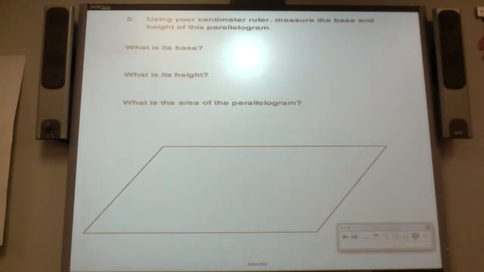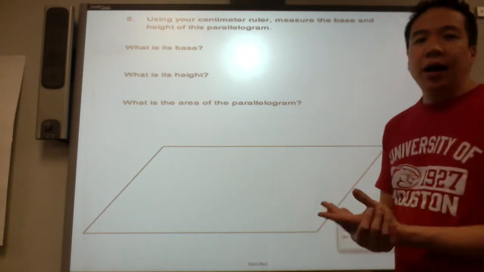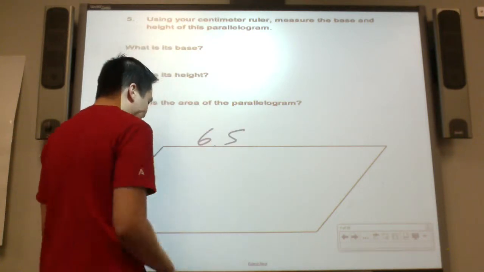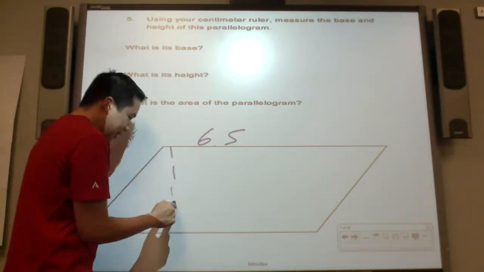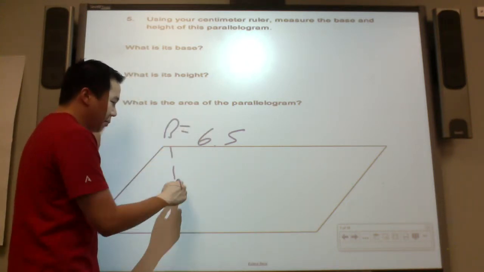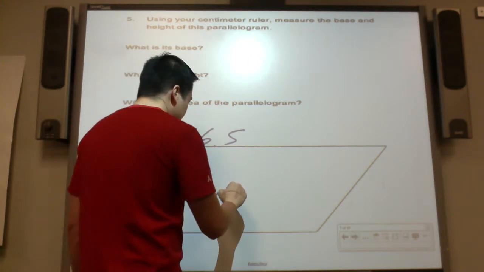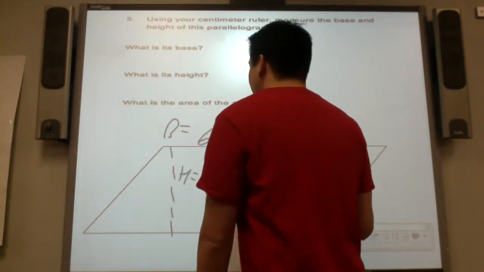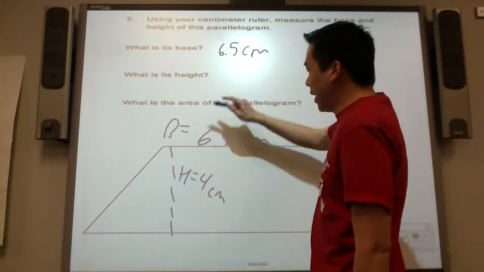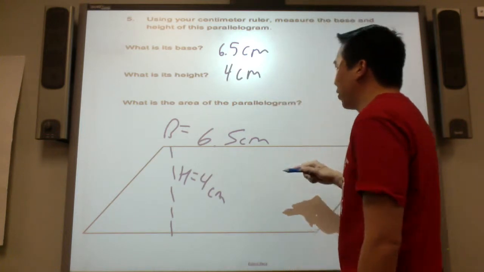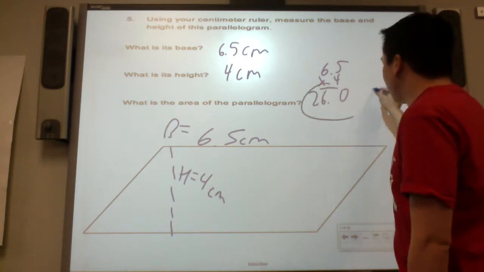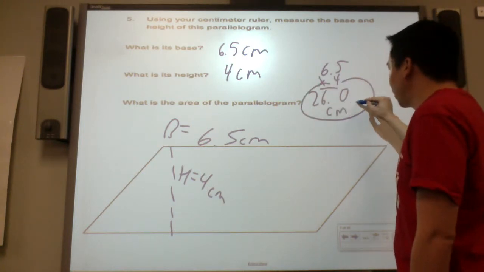Using your centimeter ruler, I don't have a ruler with me, but again, you would just have to multiply. I think the base was 6.5, I believe. And the height, the height is straight up. This height was 4 centimeters, I believe. Find the area of this. So the base is 6.5 centimeters and the height is 4 centimeters. To find the area, you multiply these two numbers, and you'll get 26 square centimeters.